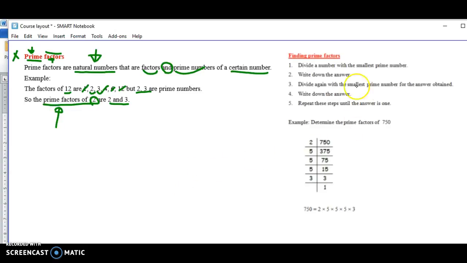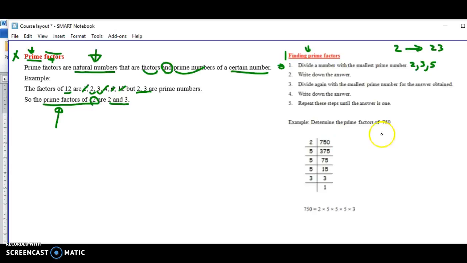And the way we do it, how do we find the prime factors? Here's an example. First of all, you divide the number with the smallest prime number, which is 2. And if that doesn't work, then you go to 3. And then if that doesn't work, you go to 5. Now you can understand why I say you need to memorize all from 2 to 23 so that you are able to find the prime factors of a number. So then you write down.